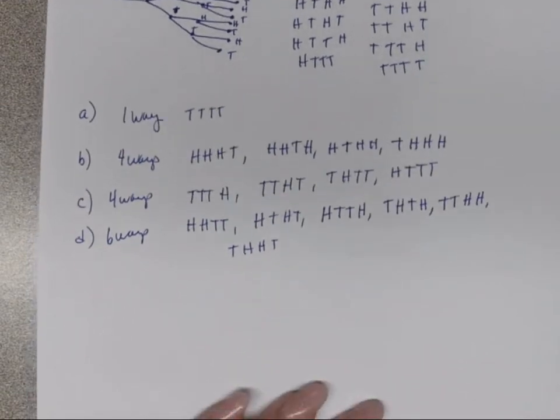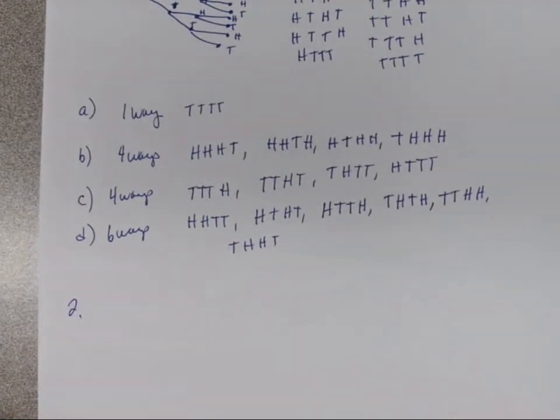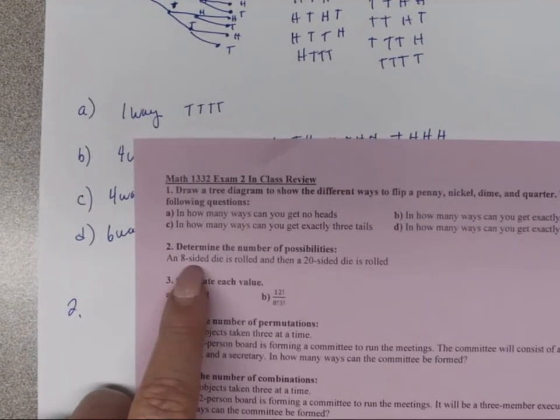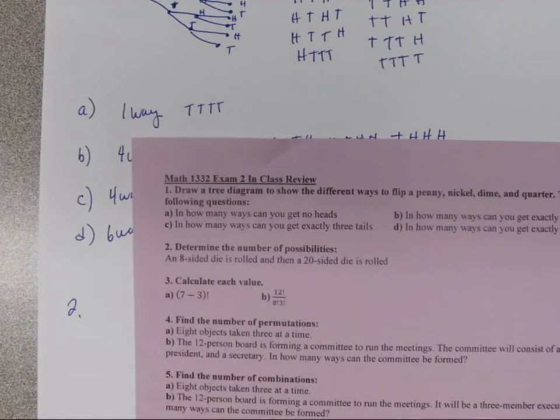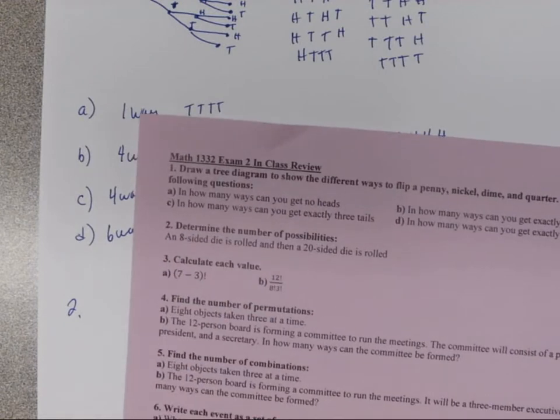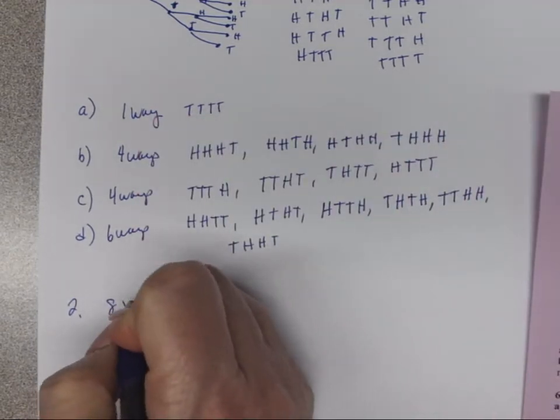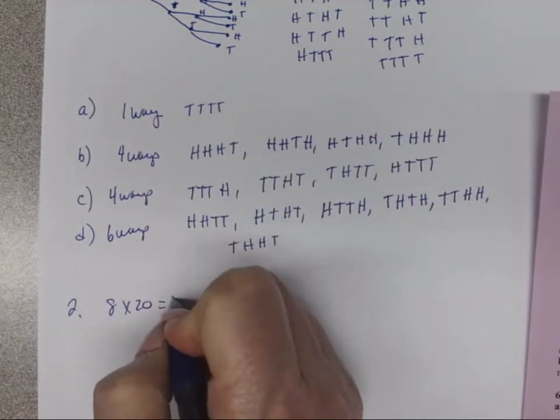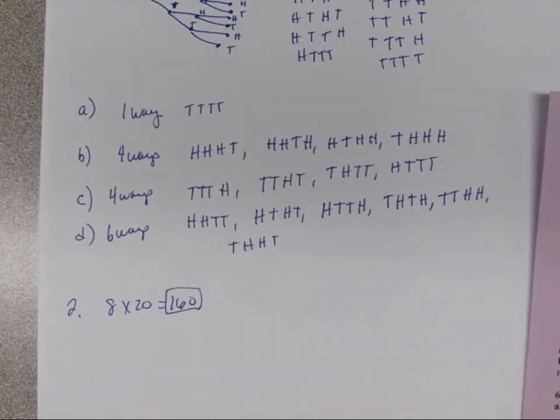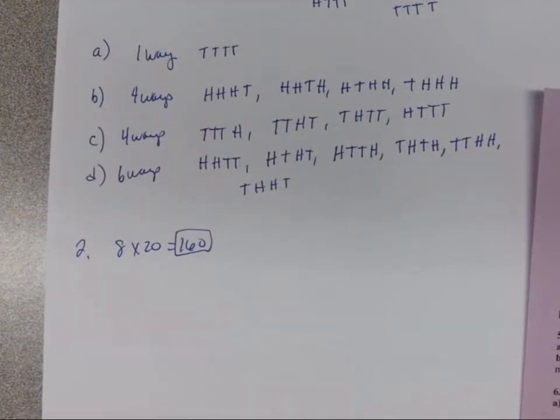All right. Number 2. Determine the number of possibilities. An 8-sided die is rolled, and then a 20-sided die is rolled. This is using the fundamental counting principle. So we're going to take 8 times 20 and get 160. That's your final answer. You just got to multiply the 2 dice, the amount of sides that they have.